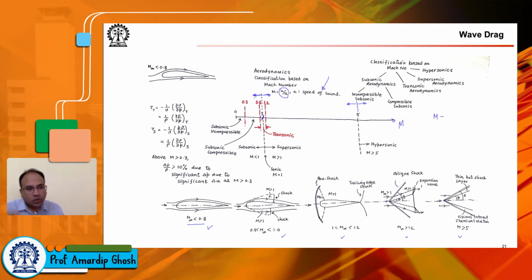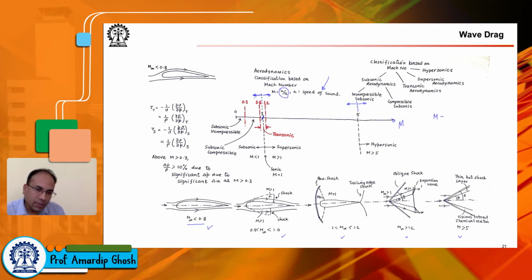However, as you crank up your free stream Mach number, at some point you will have, for example, here I think they are trying to say that 0.8 is the critical Mach number. So below 0.8, the flow field over the wing stays subsonic. At 0.8, flow somewhere on the top surface of the wing reaches sonic conditions for the first time, and that is known as the critical Mach number. And then if you go beyond 0.8, you actually can have shock waves.